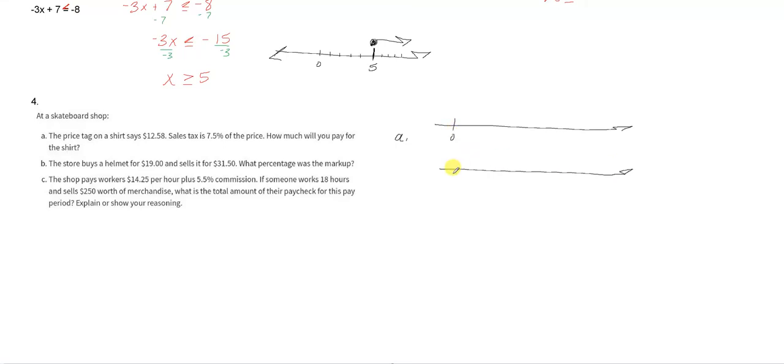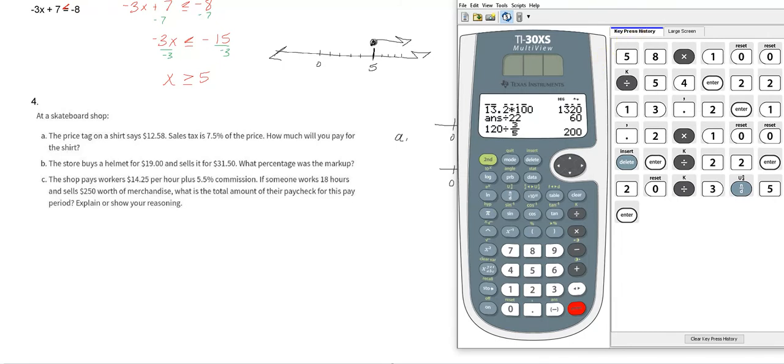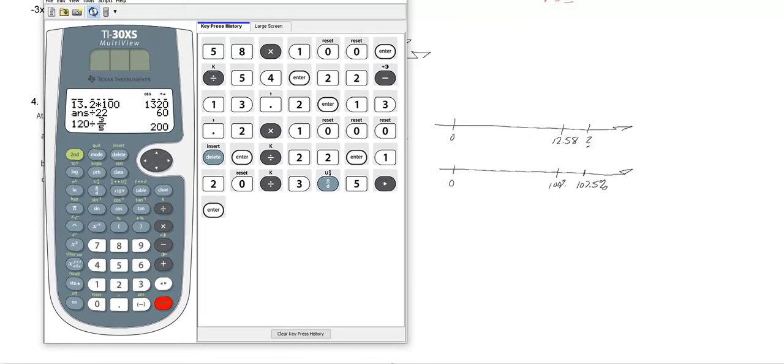All right, so here's my double number line. I got my zeros, got my 100%. I know that the full price was $12.58. They're going to tax me at 107.5% more, so we're trying to find this. So my calculator work could be looking like this. I'm going to move this over here.